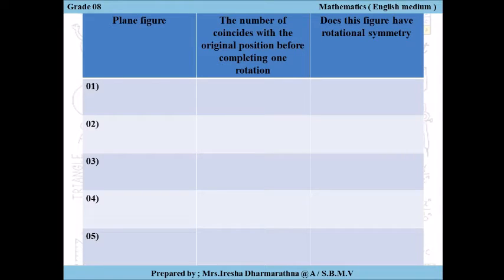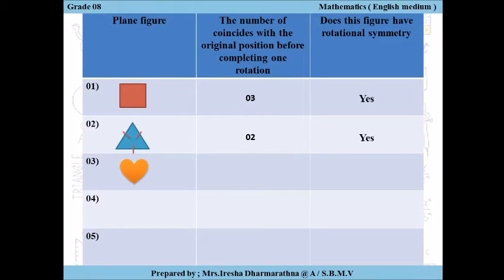Let's see another few figures. First one is a square. The number of coincides with the original position before completing one rotation is 3. That means it has a rotational symmetry. The next figure is an equilateral triangle. The number of coincide with the original position before completing one rotation is 2. That means it has a rotational symmetry.